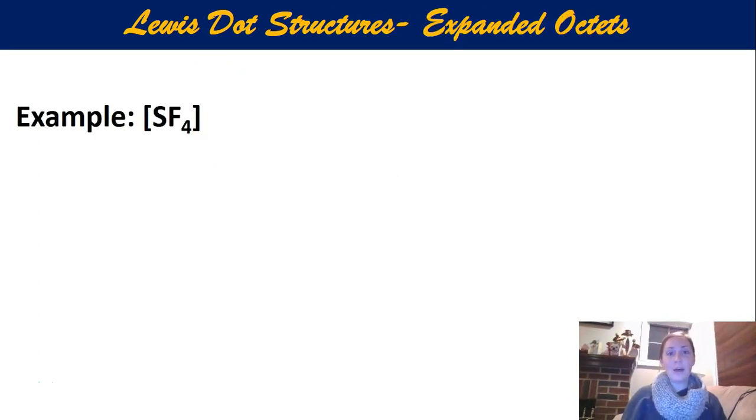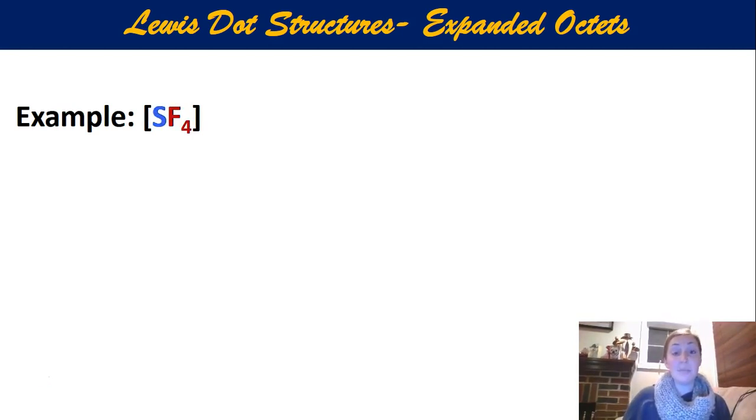All right, let's do one more thing. So we're going to talk about expanded octet. And I talked about this definition already in notes. It means that an atom can take on more than 8 electrons. It happens when an atom is in the 3rd period or higher because it can add electrons to the D subshell on that outer energy level. So sulfur is notorious for this. Sulfur has the possibility of adding D electrons.